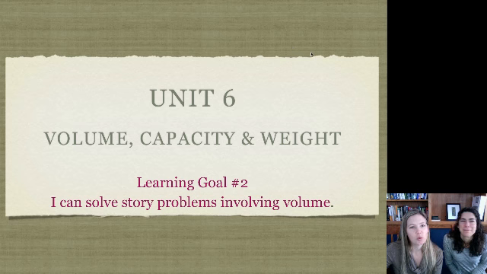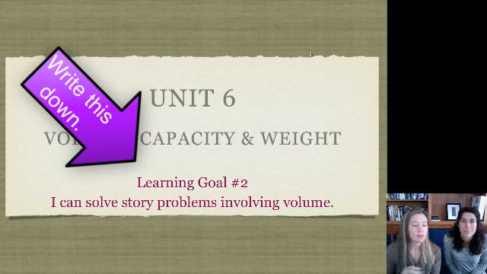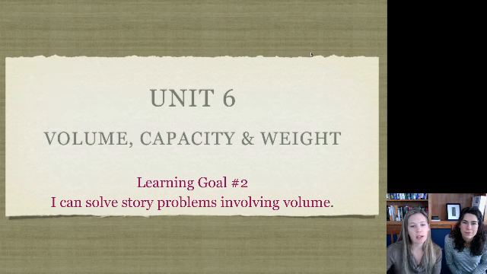Welcome to Learning Goal 2. We are going to be now using what we learned before to solve story problems that involve volume. So make sure that on your nice new sheet of paper you have that written down at the top.